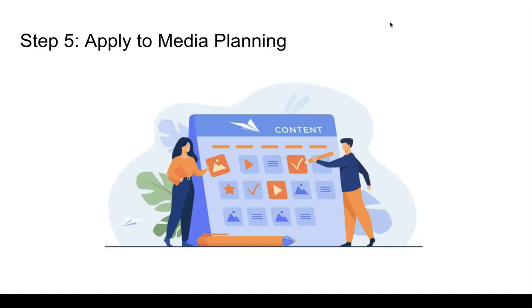Step 5, you can apply it to media planning. So you can use the MMM outputs to, number 1, build a smarter media mix. Number 2, allocate budget across the best performing channels. And number 3, adjust for seasonality, audience behavior, and media trends.